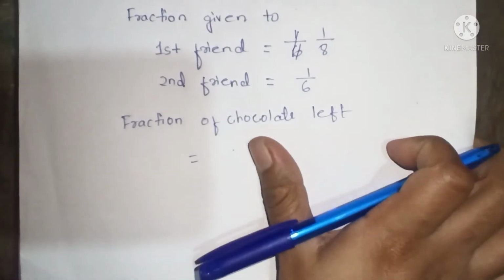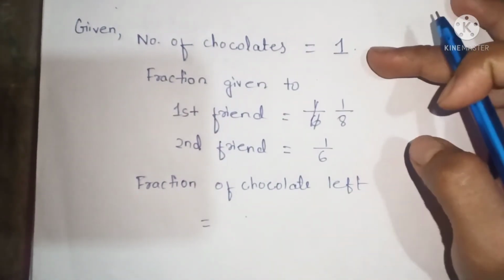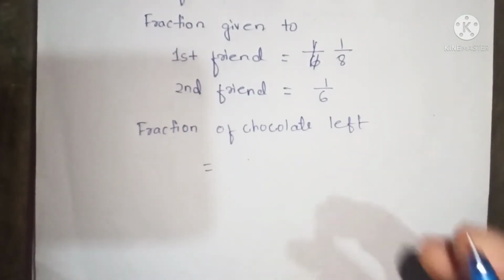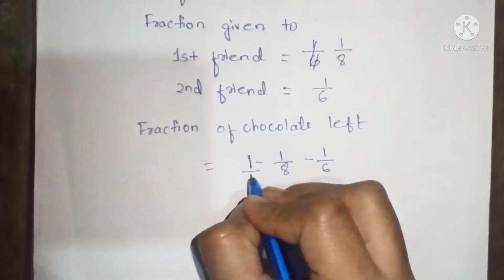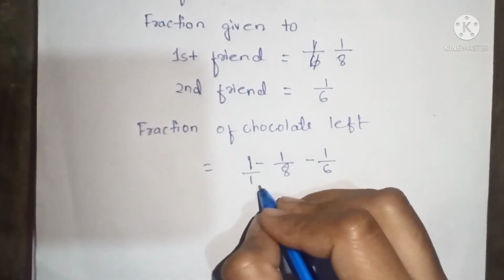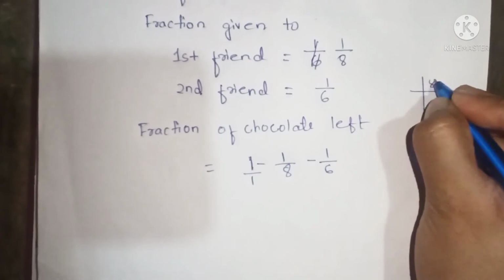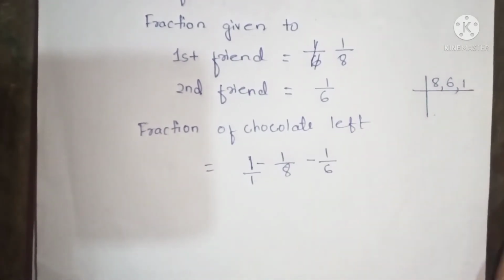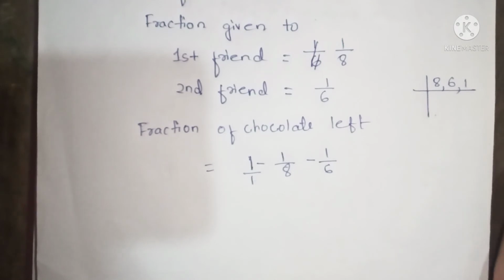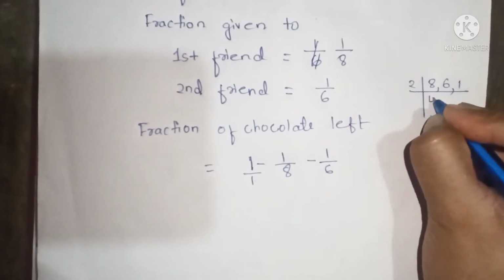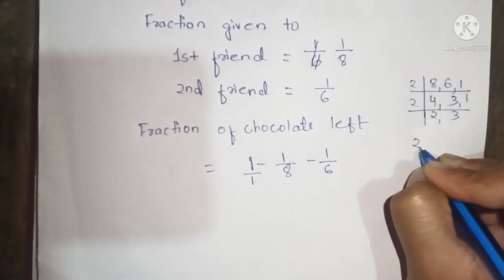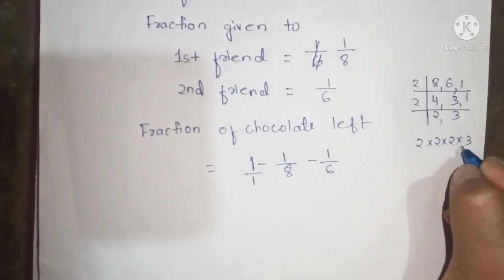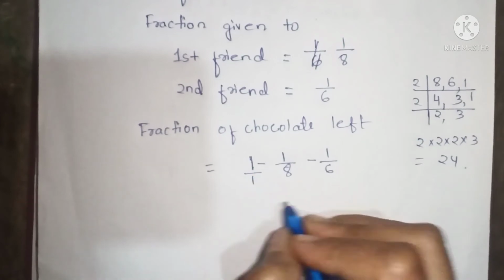Now what will we subtract? Total number of chocolates minus chocolates given. That means 1 minus 1/8 minus 1/6. Now 1 we can write as 1/1. Now to subtract, we must make the denominators the same. You may write 1, or we can also exclude it, because the LCM of 1 is 1 only. So we get the LCM as 24.